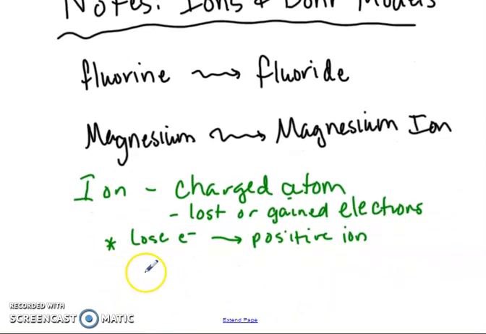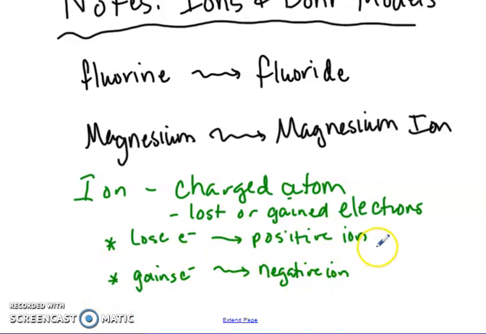Now if your atom gains electrons, then you had the same number of protons as electrons, and then you add more electrons, so you get a negative ion. These have special names. The positive ion is a cation, and the negative ion is called an anion.